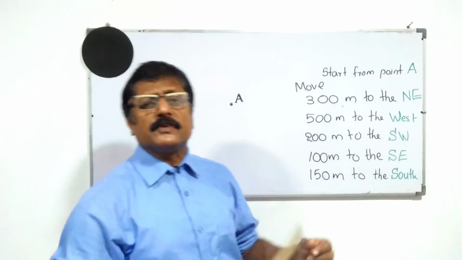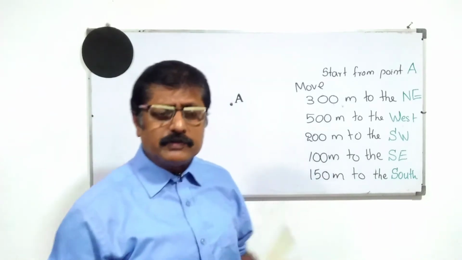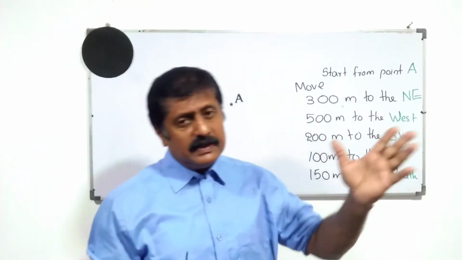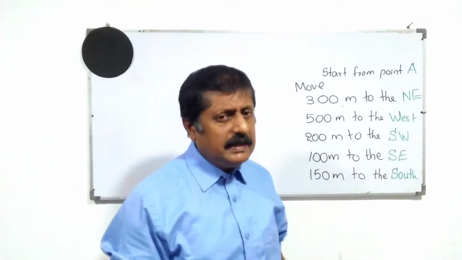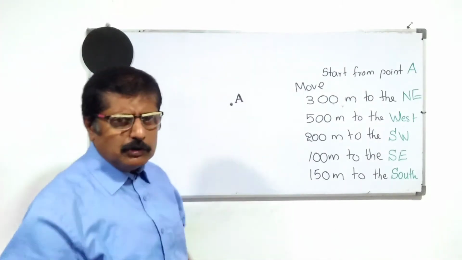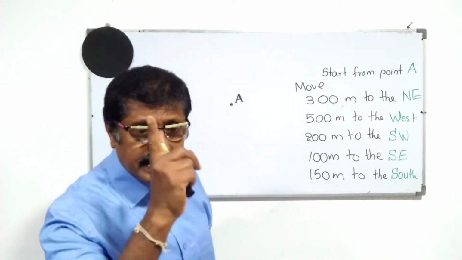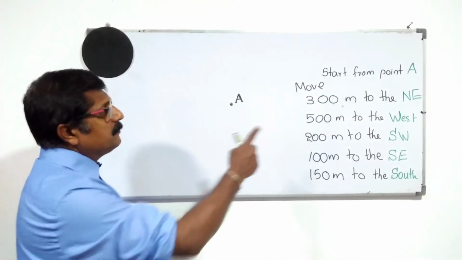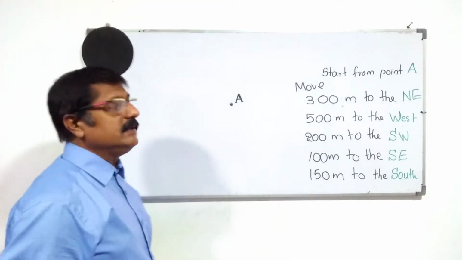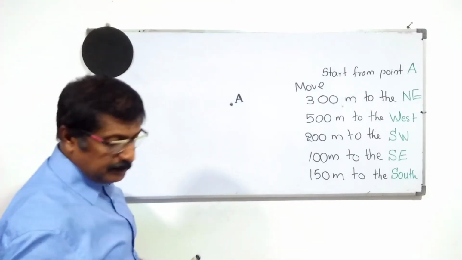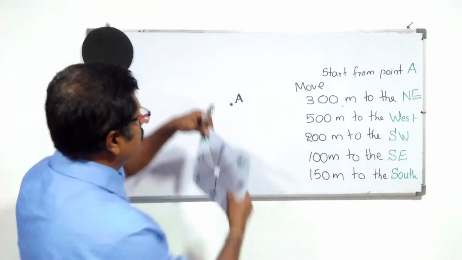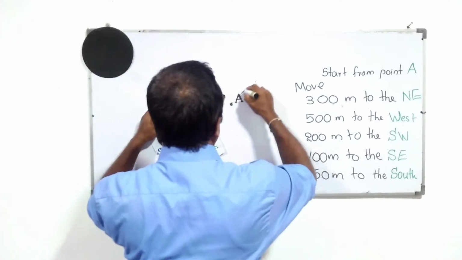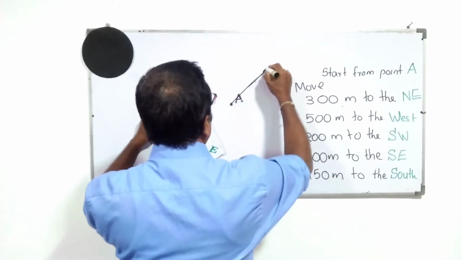Then what's the purpose of finding this? What's the use? Now, we can describe the way to a certain place by using direction. Here you are. Now we are going to go to a certain place from point A. Start from point A. Move 300 meters to the northeast, in this direction.